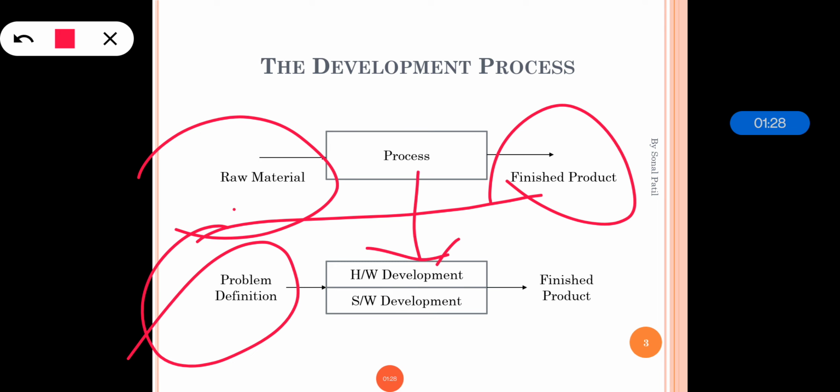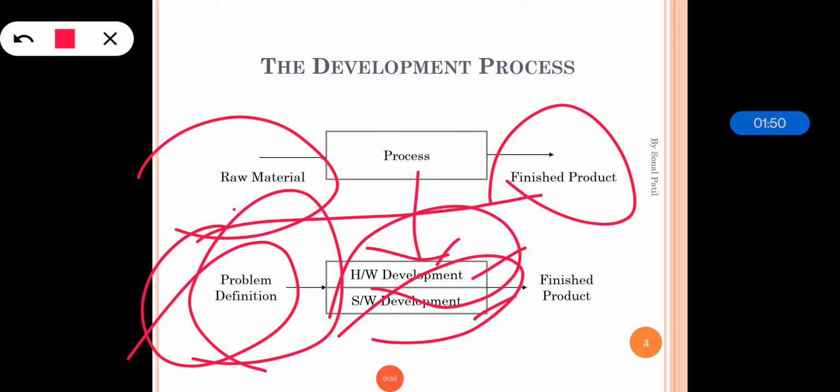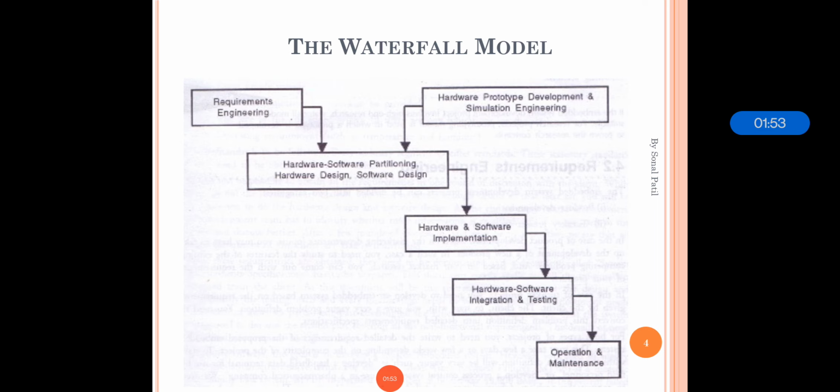The process will be hardware development and software development. As shown in the figure, for embedded system development, the development process defines the step-by-step procedure to convert the vague problem definition into a working product. In embedded systems, there are two components, hardware and software, so it is necessary to develop the hardware as well as the software. Generally, the waterfall model is used for the development. In commercial embedded system projects that do not involve very high-end research, the waterfall model is used.